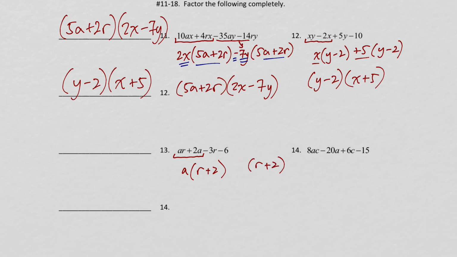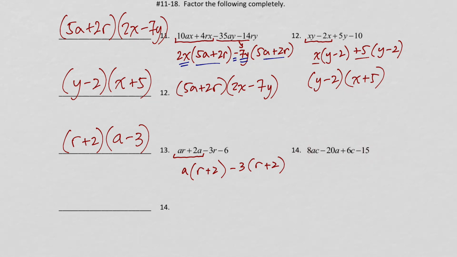Then I'll think, what do I need to put here so when I distribute, I get back to those? And it's a negative 3. So my final answer is r plus 2 times a minus 3. If you get confused, FOIL this out and make sure you get back to the original.